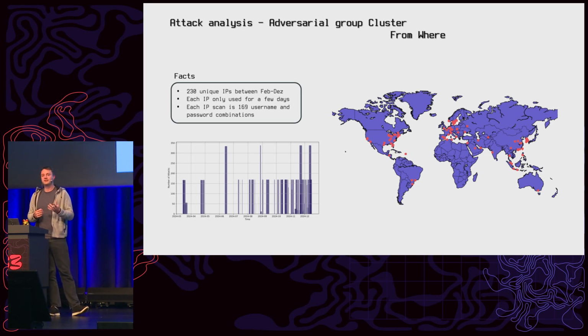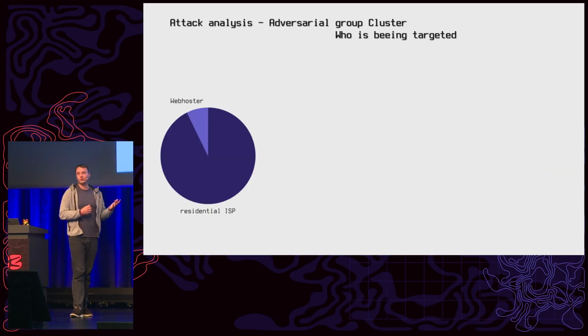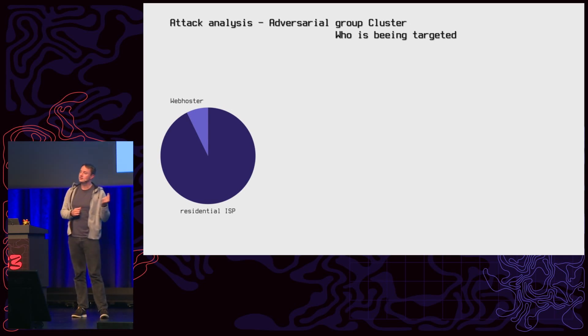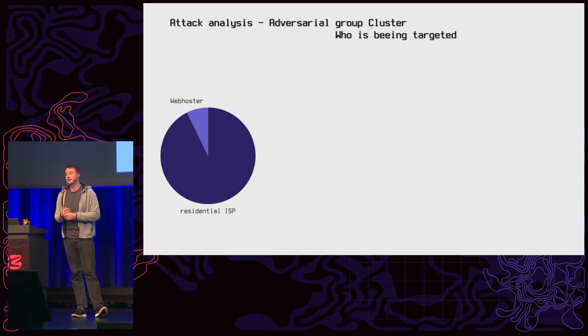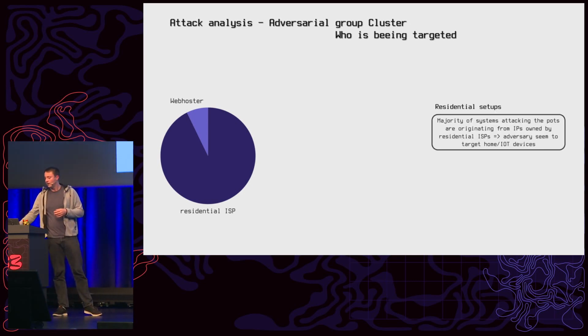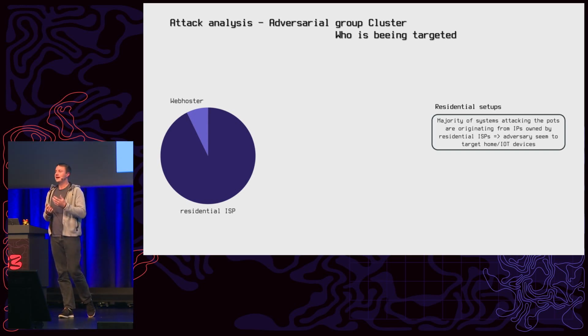Now, let's look a little bit deeper into these IPs. So I took them and ran them through Shodan and found out that most of the IPs are owned by residential ISPs. So the ISPs all of you guys use at home to actually access the internet. And only very few of them were owned by web hosters. From this, I can sort of assume that it's attacking IoT devices because not many people have their whole server set up at home.